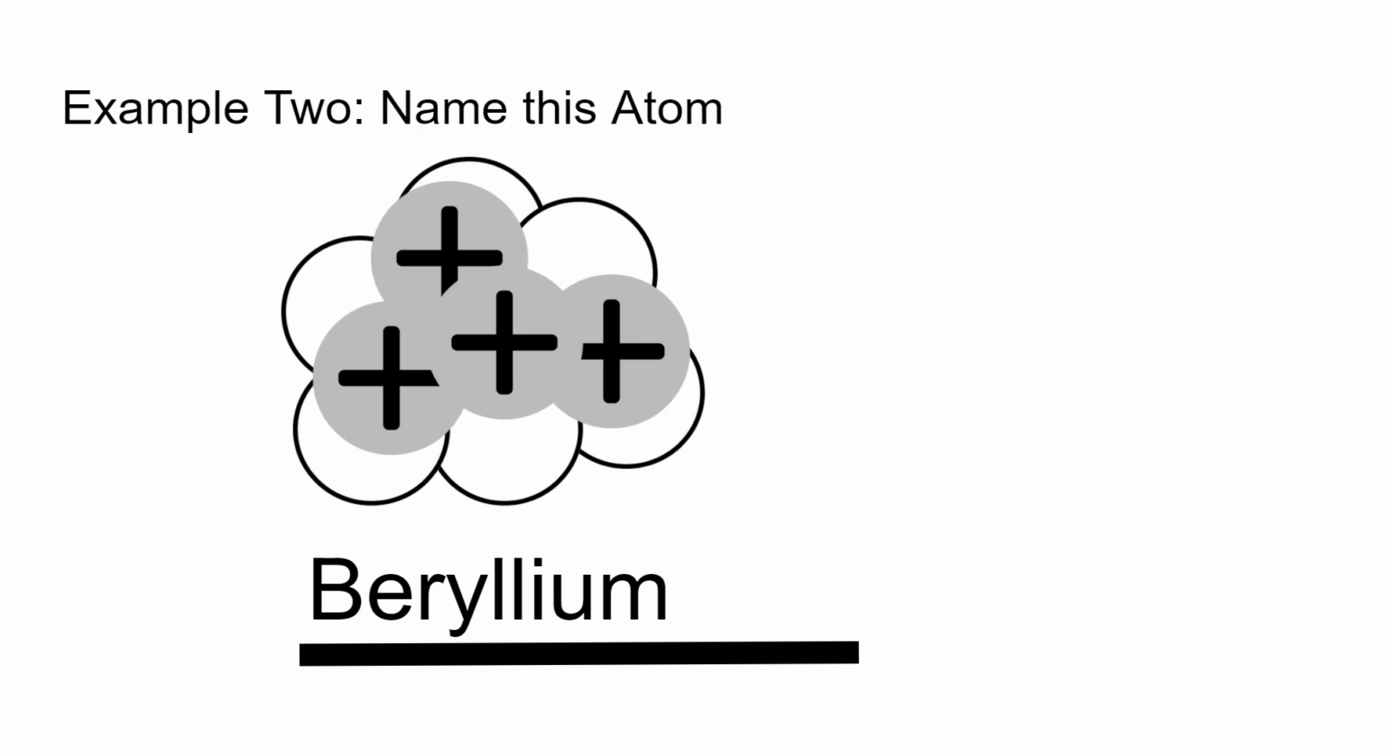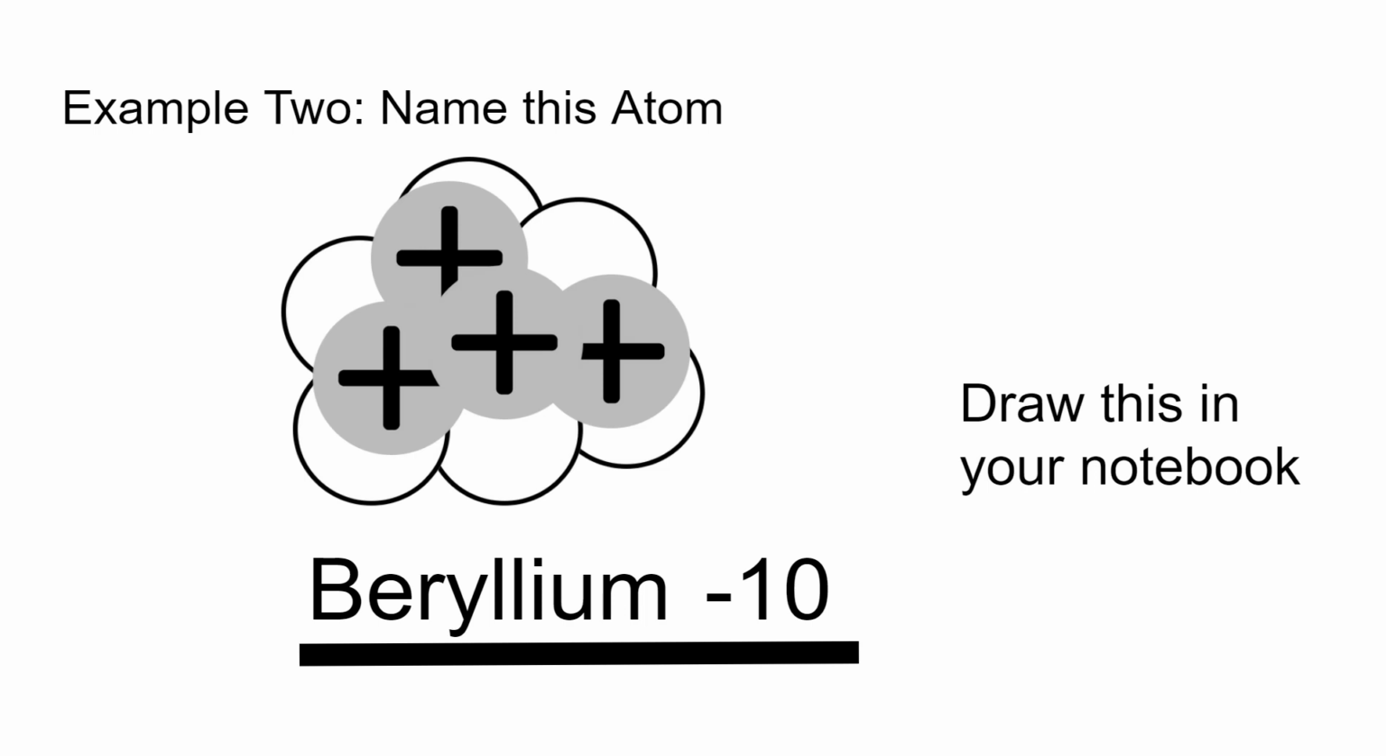Now what's its last name? Let's go ahead and count. We have 4 protons and we have 6 neutrons. So its last name is going to be 6 plus 4. It's going to be 10. It's beryllium 10. You getting the idea? Okay. Go ahead and draw this atom in your notebook.